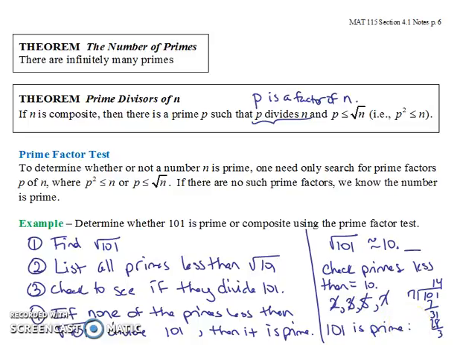You can't just say to me that the number is prime. You're going to have to prove to me that the number is prime. And to do that, you need to list all prime numbers less than the square root of the number. If those numbers do not divide that number, then the number is prime.